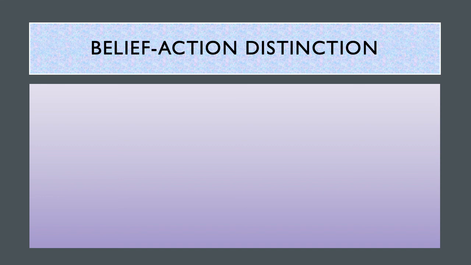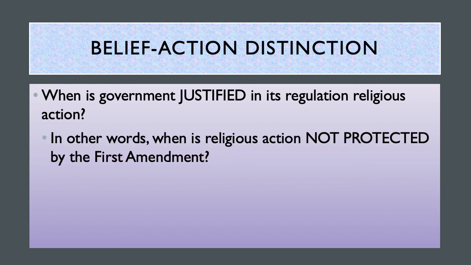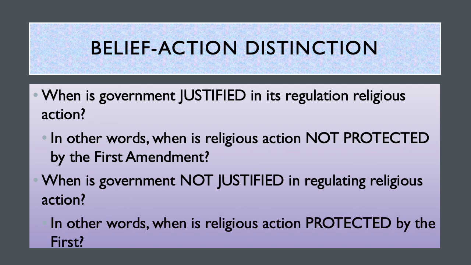Now, these two lectures have basically set the stage for the cases that we're going to be discussing in lecture 3. The belief-action distinction says that you can believe whatever you want, but your actions can be regulated and even prohibited by the government. But the question is, when is government justified in its regulation of religious action? When is it constitutionally permissible to tell somebody that they can't engage in an action that is motivated by religion? In other words, when is religious action not protected by the First Amendment? On the flip side, when is government not justified in regulating a person's religious actions? In other words, when is religious action protected by the First Amendment?